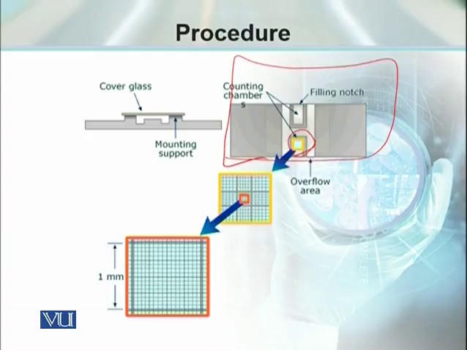This picture is the side view of the hemocytometer, which shows that the counting area is not going to be in touch with the cover slip. The cover slip is going to be supported by two mounting supports, and the space between the cover slip and the hemocytometer is going to give some space or volume for movement of the cells.